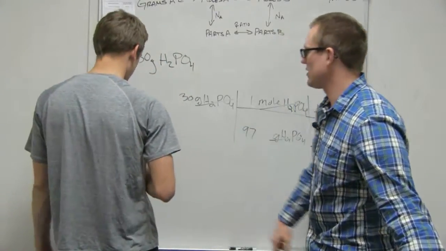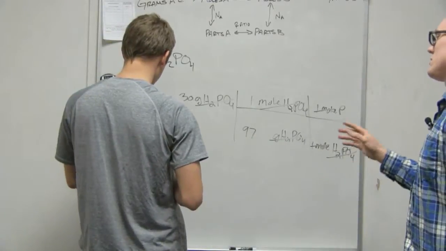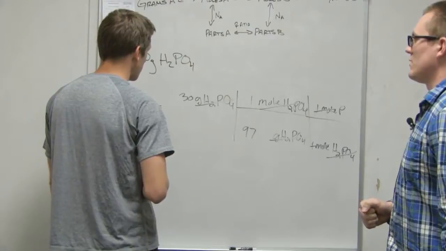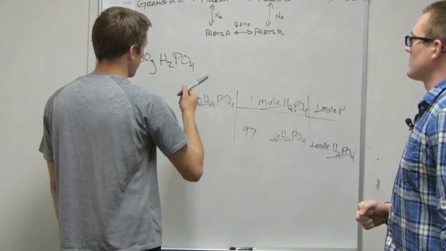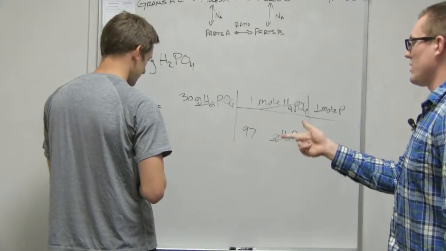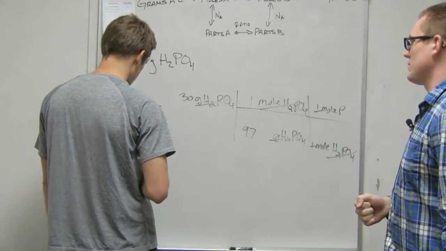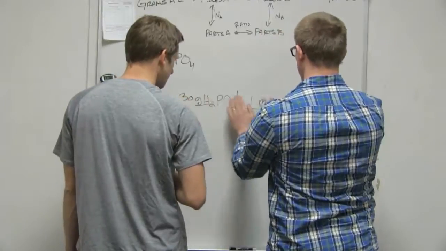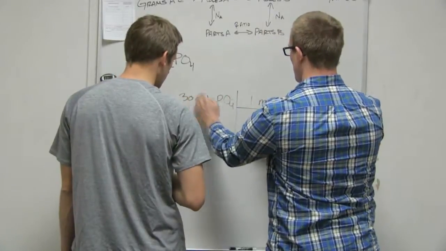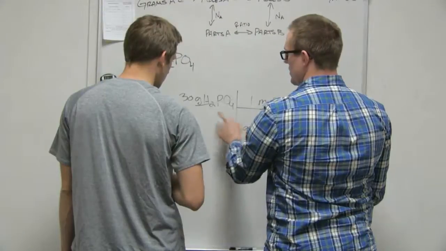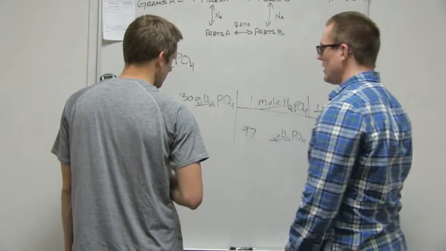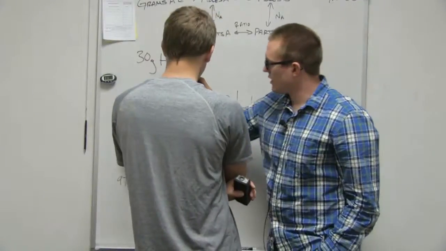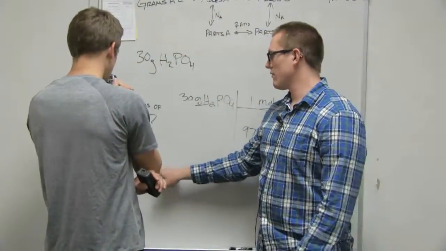The next thing we need to do to get from moles to atoms, what conversion factor do we need? From moles to atoms, Avogadro's number. Right. So then we just multiply that by Avogadro's number. All I did here was, because we canceled everything out, I just took the numbers and made it into a fraction, 30 divided by 97. This gives us moles, the moles of phosphorus.